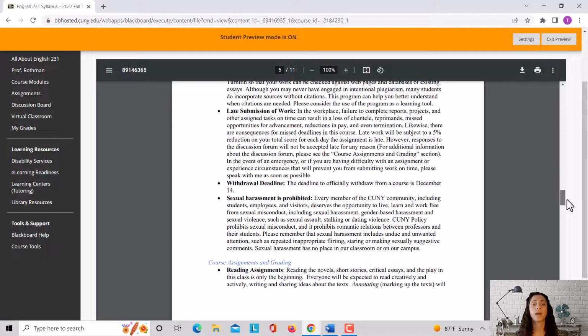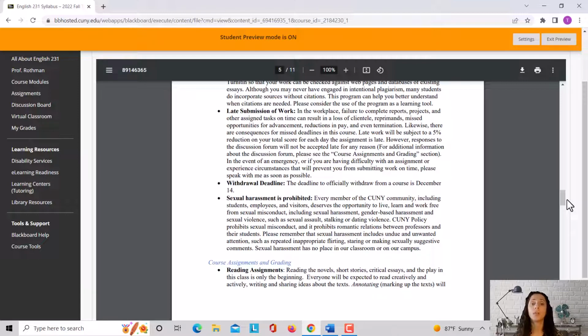So next we have the late submission of work. In the workplace, failure to complete reports, projects, and other assigned tasks on time can result in a loss of clientele, reprimands, missed opportunities for advancement, reductions in pay, and even termination. Likewise, there are consequences for missed deadlines in this course. Late work will be subject to a 5% reduction on your total score for each day the assignment is late. However, responses to the discussion forum will not be accepted late for any reason.